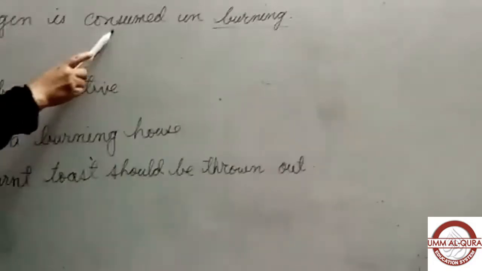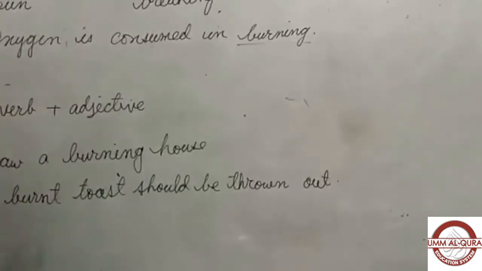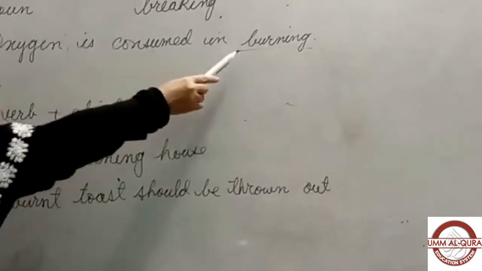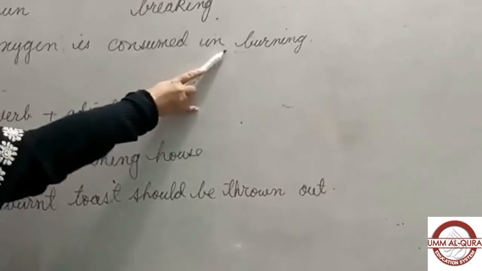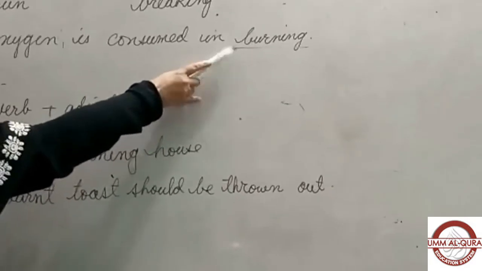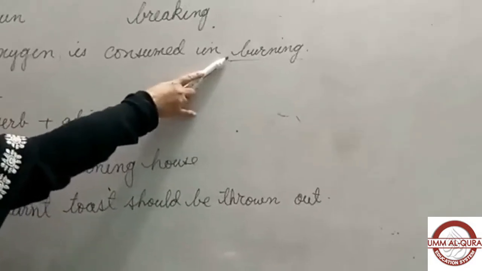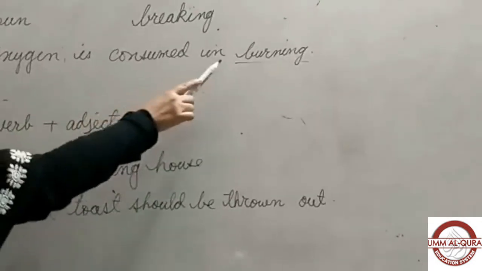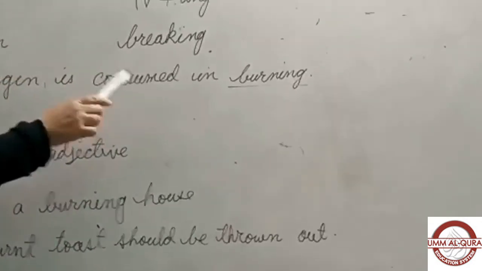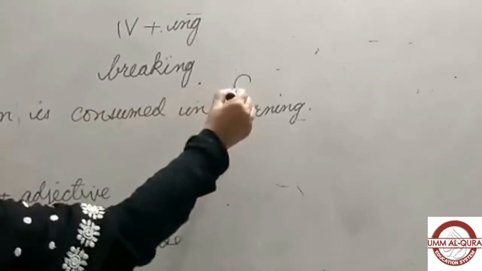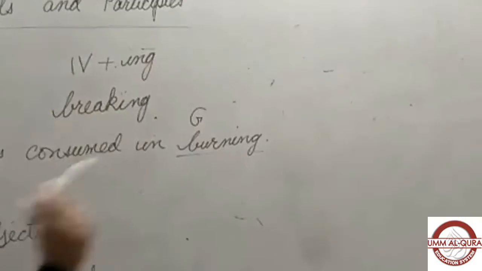Now try to understand. Oxygen is consumed in burning. Here burning is an activity, so we will say it is a noun. It is acting as a noun in this sentence. That's why we will say burning over here is a gerund.